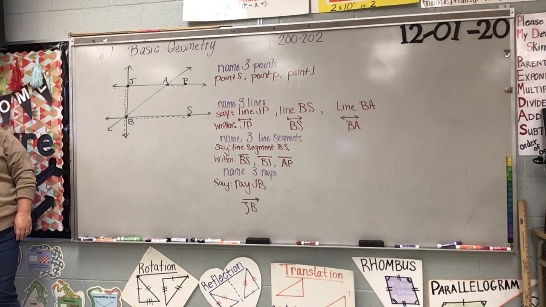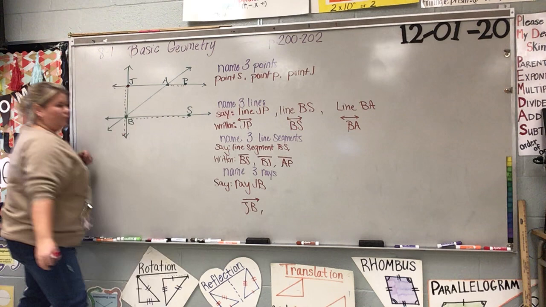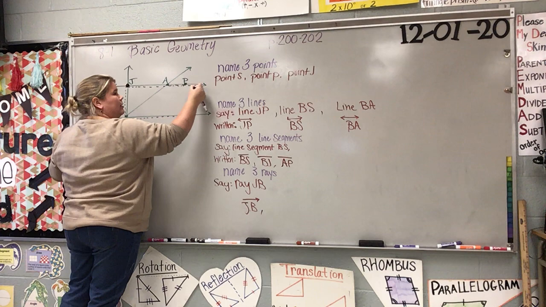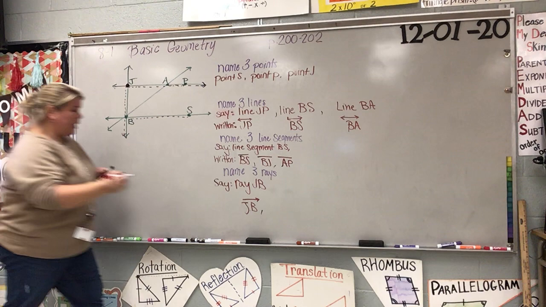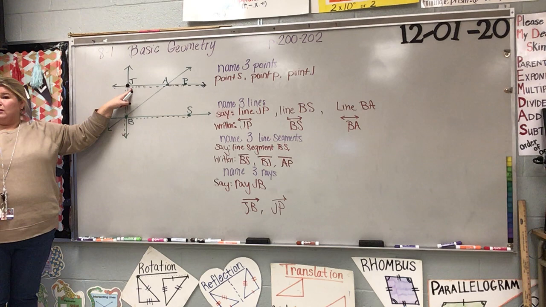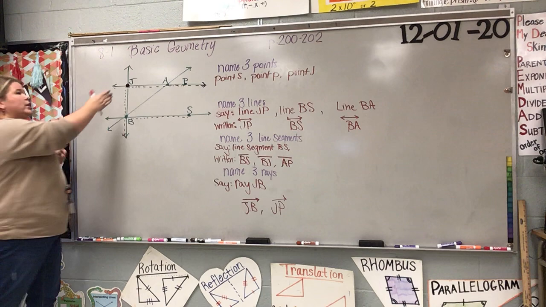Can I name one? Yeah, Rachel, name one. JP. Could JP be a ray? Yeah, because look, it means it starts at J and it keeps going past P. Yeah, it just depends on how you name it. Could that also have been named a line? Could it have been named a line segment? Yeah, but we named it a ray. We said, no, we don't want all of it. We just want from J forward.